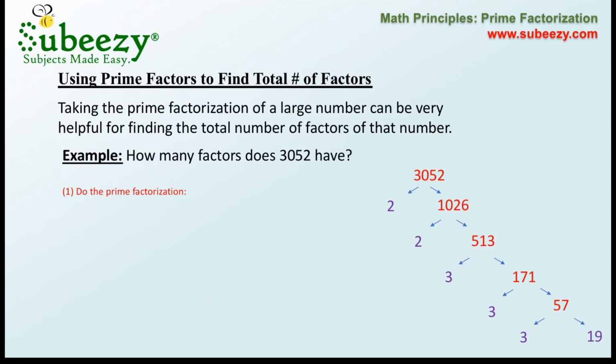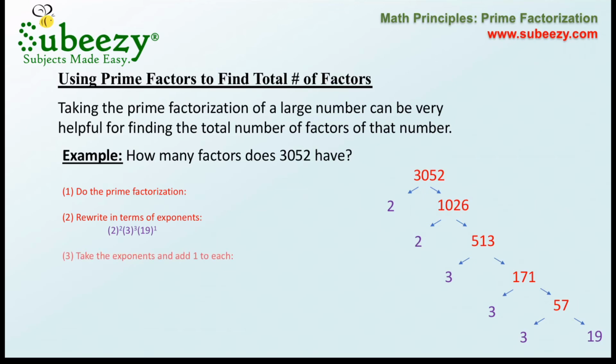Now in order to find the total number of factors 3052 has, the next step is to rewrite the prime factorization in terms of exponents. So 3052 is equal to 2 squared times 3 cubed times 19 raised to the power of 1. We have 2 2's, we have 3 3's, and we have 1 19 after we have found the prime factorization of 3052.